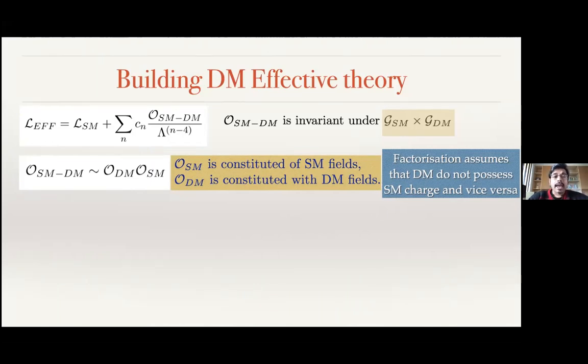All right, so on top of abiding by the G_SM and G_DM, we now say that O_SM is constituted of standard model fields, which has to be invariant under G_SM, while it doesn't have any transformation under G_DM. And on the contrary, O_DM basically has to be invariant under G_DM, and it doesn't have any transformation under G_SM. So it's immaterial to talk about that.